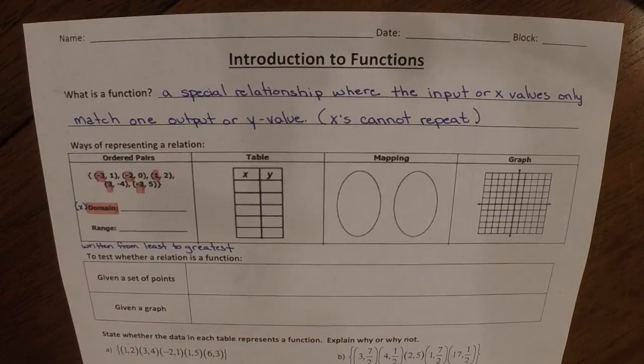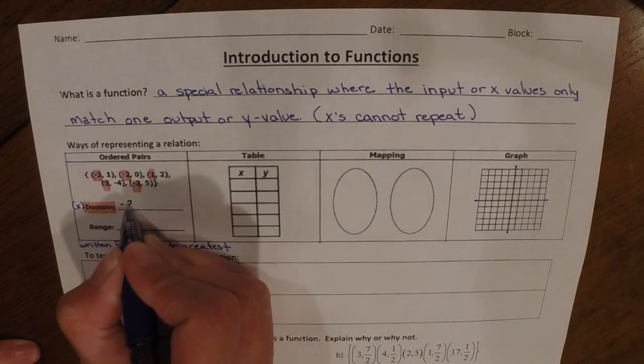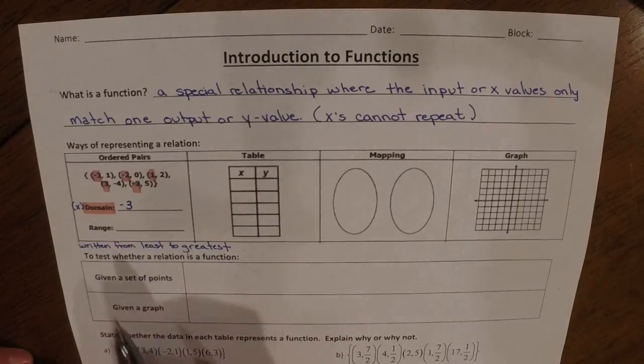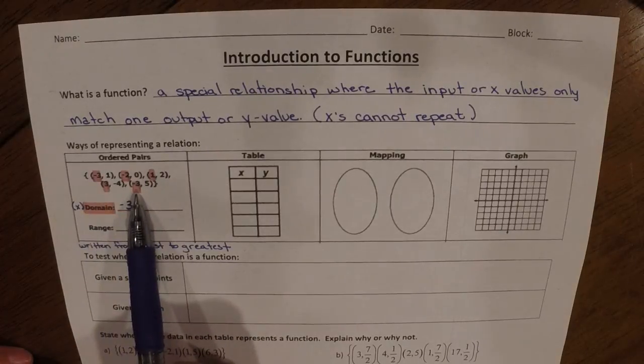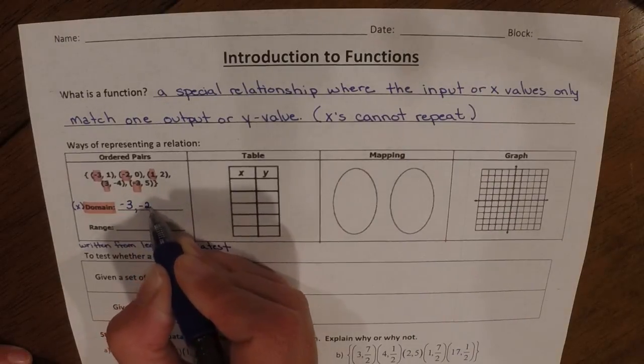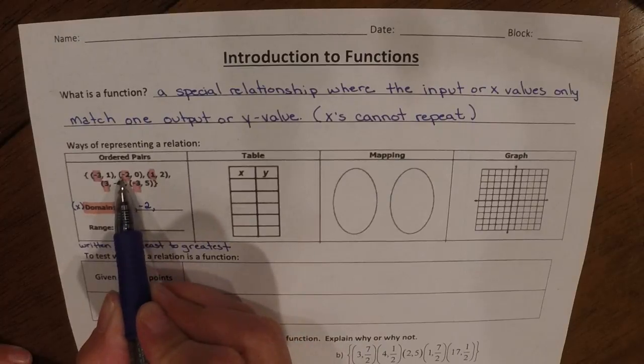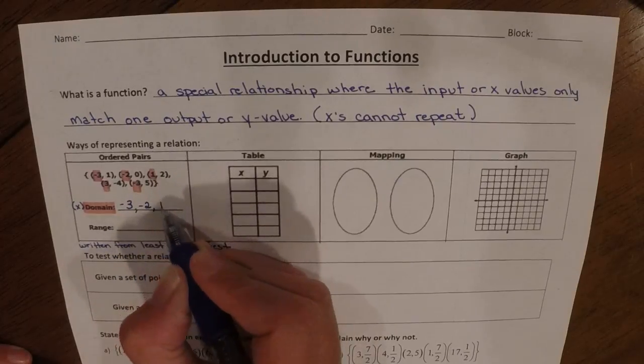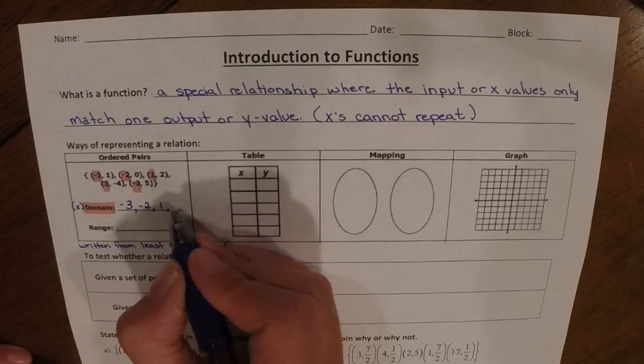So we would want to put them in order from least to greatest. So the lowest number is -3, so I would put that first. But notice there's more than one of them, but we only have to write it once. Then the next number would be -2. Then the next number would be 1, and then the highest one would be 3.